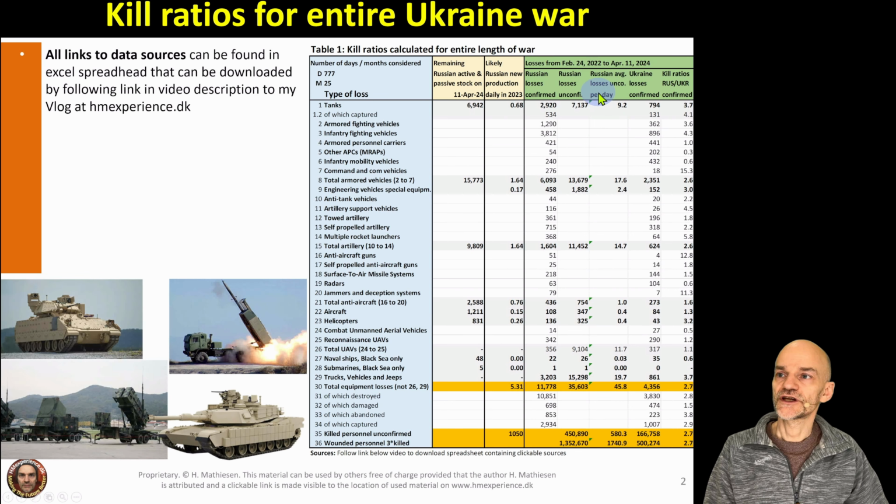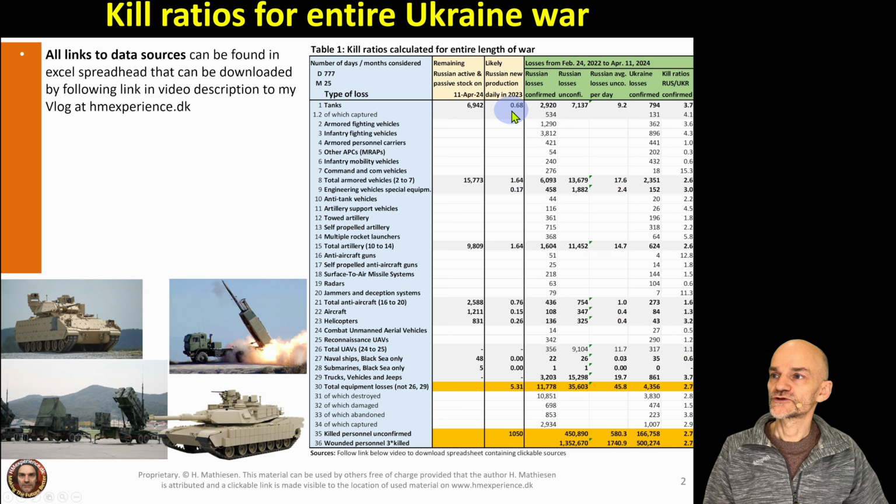We see there are Russian average losses unconfirmed per day. That's simply this number here, tank losses of unconfirmed 7,000 divided by the number of days that this war has lasted. That's 777 days currently. Divide that with this and you get 9.2 daily losses. Also a very important number, tank kills here.